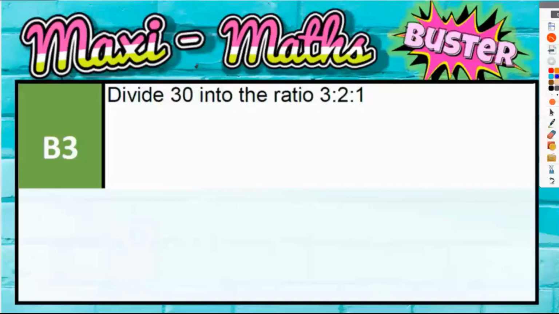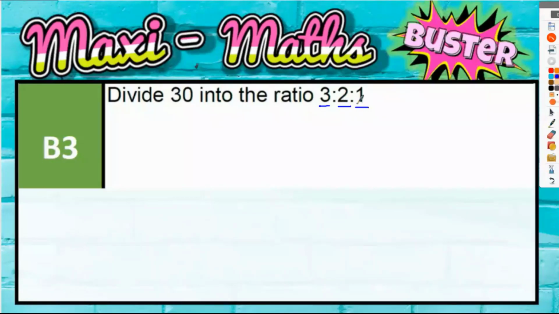A ratio is all about sharing a number out, but unequally. So we're dividing this 30. We're not dividing it into 3 because that would just be 10. 30 divided by 3 would be 10 each. One person's getting a share of 3, the other person's getting a share of 2, and the other person's getting a share of 1. So if 3 people were sharing this, they would all be getting an unequal share.